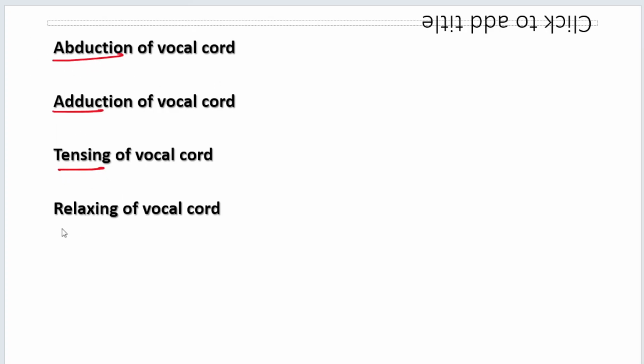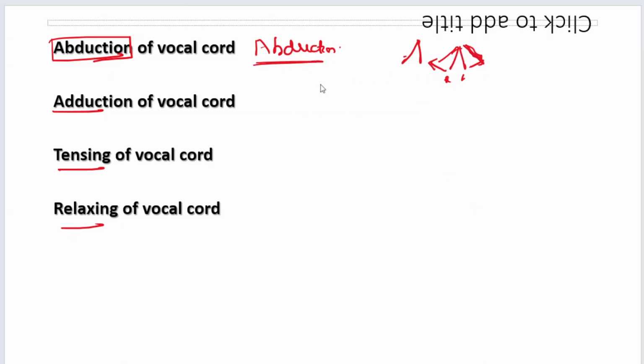I guess most of you will know it. What is abduction of the vocal cord? The vocal cord is moving away from the midline. Suppose these are the vocal cords. The vocal cord is moving away. Okay, this is the right side. This is the left side. This is the new position of the vocal cord. So if the vocal cords are moving away, we call it abduction.